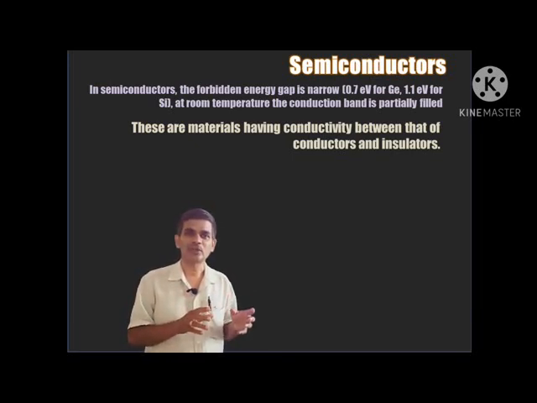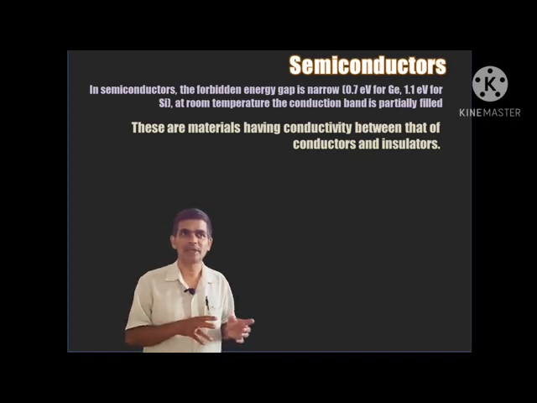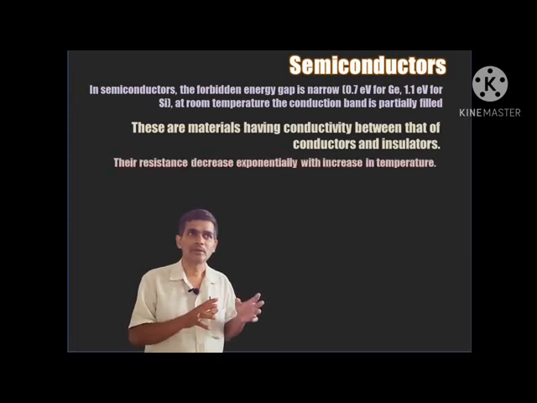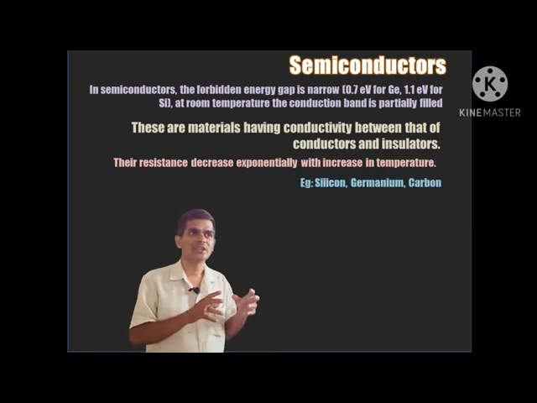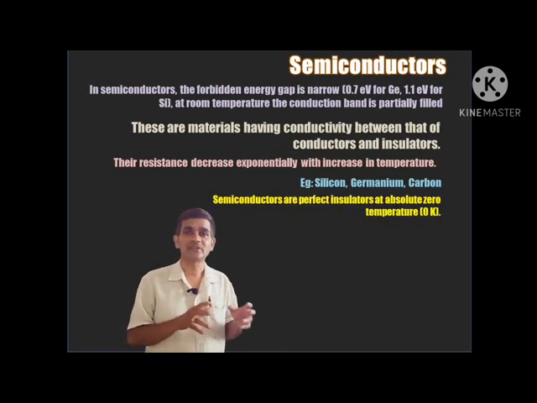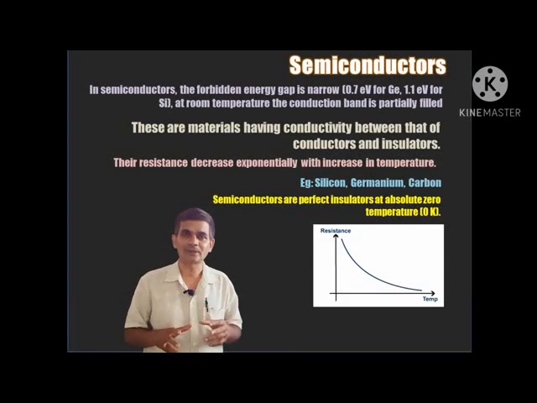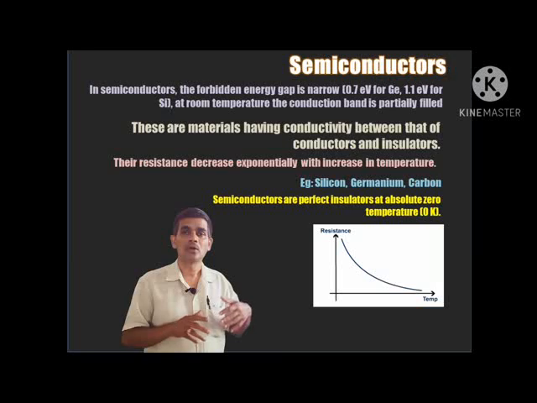That energy gap is of the order of 0.7 electron volt for germanium or 1.1 electron volt for silicon. At room temperature there will be a few electrons present in the conduction band, and due to that they show some conductivity, but the conductivity lies between conductors and insulators. But as the temperature increases, the resistivity decreases, okay? Or resistivity decreases with the increase of temperature, or its conductivity increases with a rise of temperature.